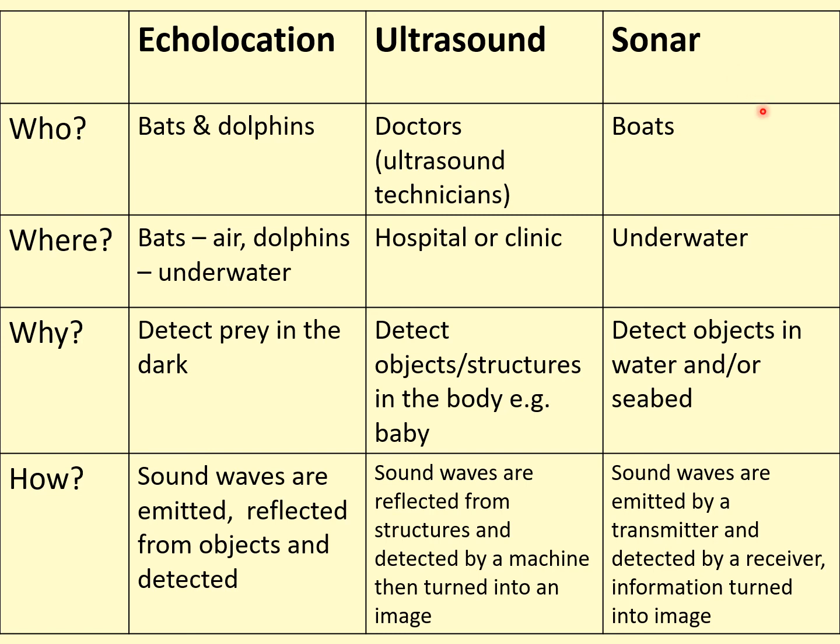And sonar is used on boats, you might also have written submarines, underwater, and it detects objects in the water and or on the seabed. Sound waves are emitted by a transmitter and then detected by a receiver, and the information is turned into an image.